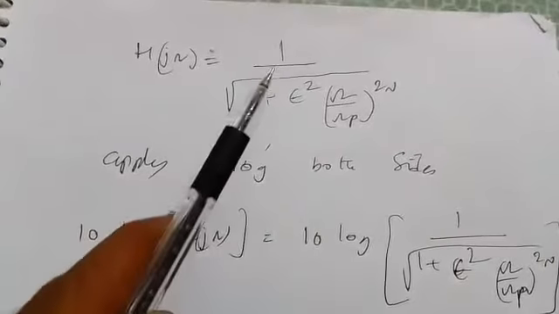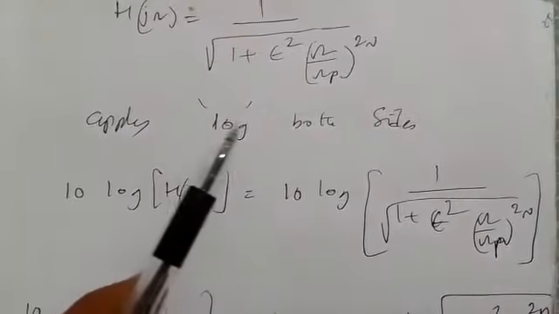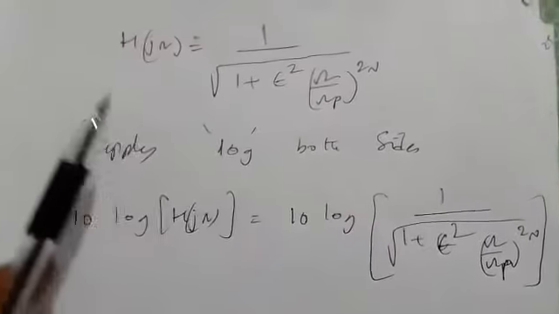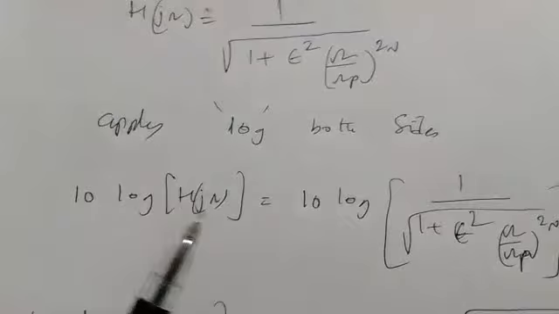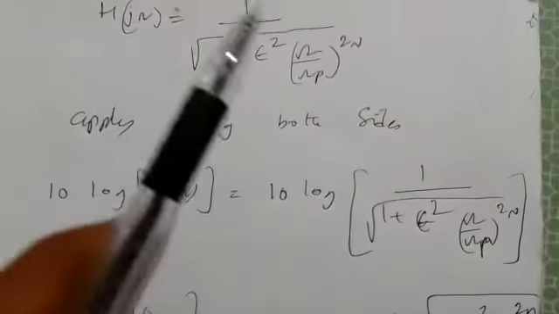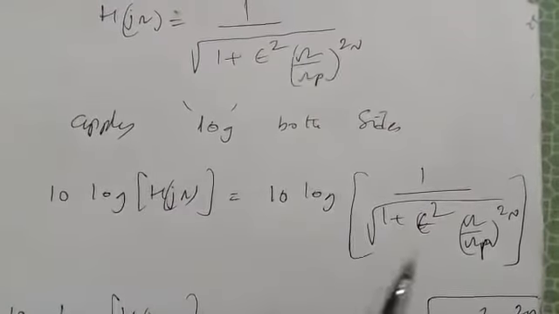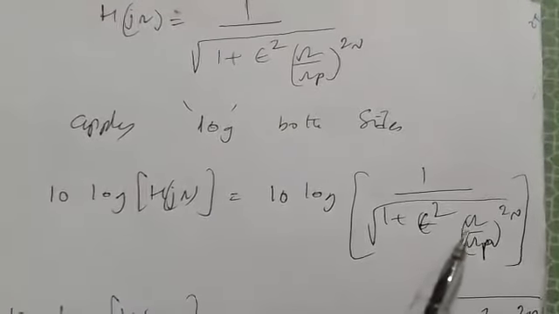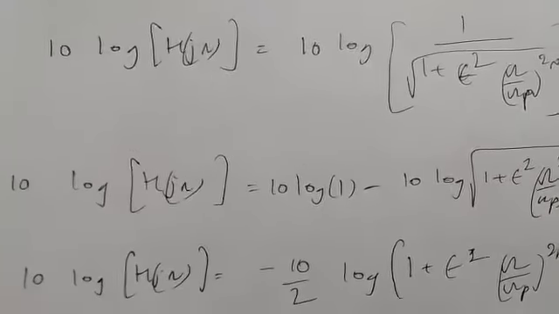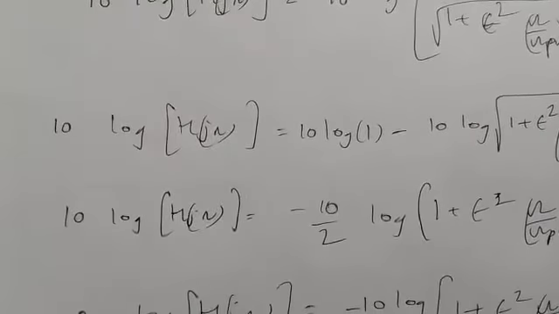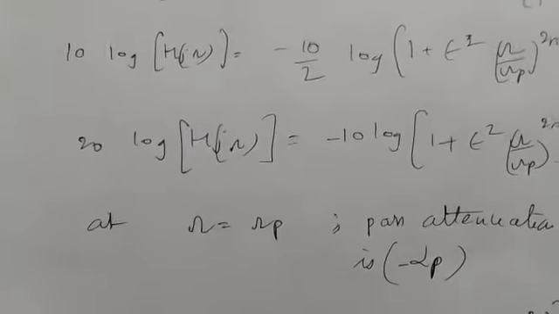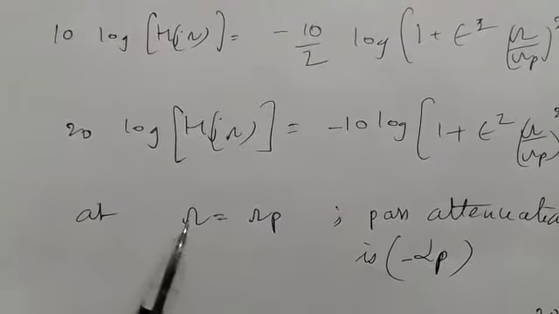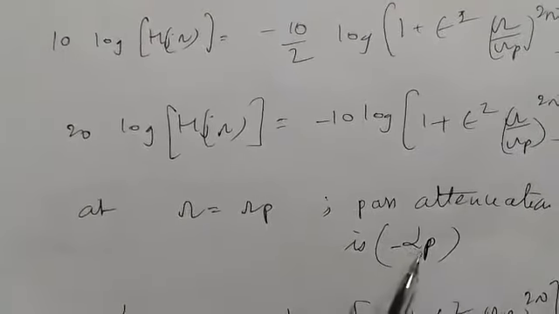So h of this is the function, and apply log on both sides. Once you apply log on both sides, that is 10 log of this function is equal to 10 log of 1 by root over 1 plus epsilon square (omega by omega p) whole power 2n. Based on these calculations, a simple application of log and anti-log, finally we are going to find at omega is equal to omega p, the passband attenuation minus alpha p.